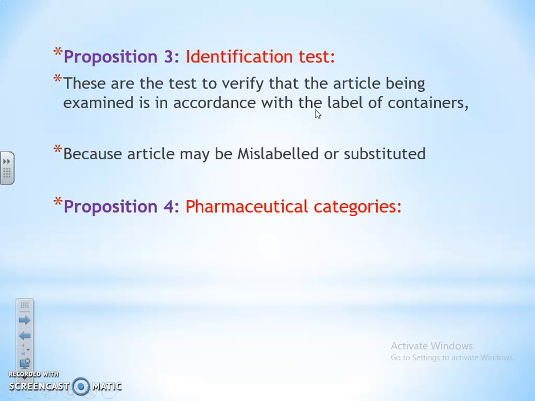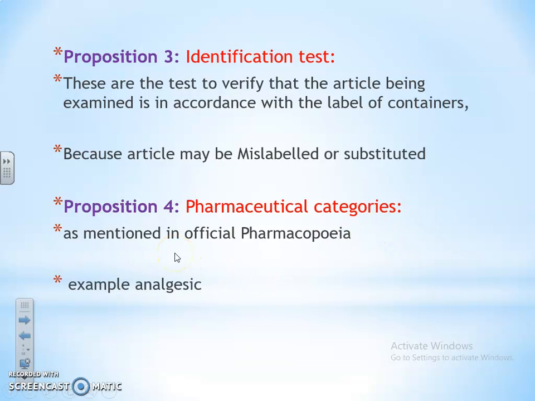Next, pharmaceutical categories. These are actually the categories of the drug mentioned in pharmacopoeia. For example, analgesic is one of the categories. So in the case of aspirin, if you are talking about the pharmaceutical category, it will be an analgesic.